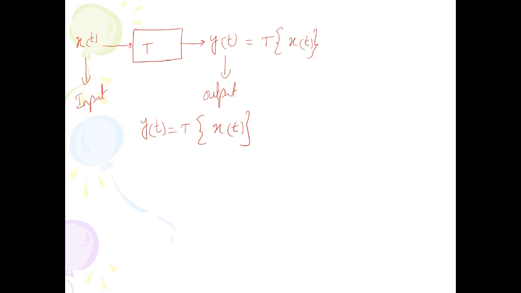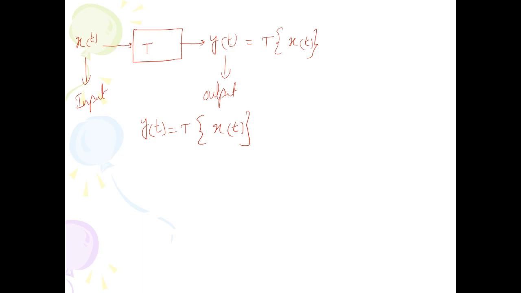Now coming to the linear system. A system that obeys the superposition principle is said to be a linear system. What is a superposition theorem? The superposition principle states that the response to a weighted sum of input signals be equal to the corresponding weighted sum of outputs of the system to each of the individual input signals.